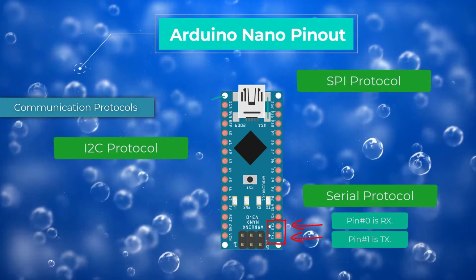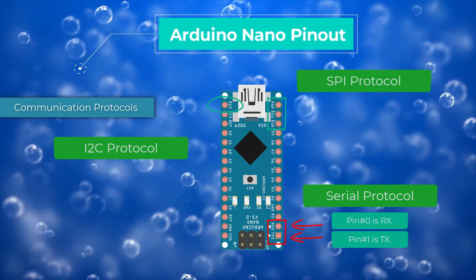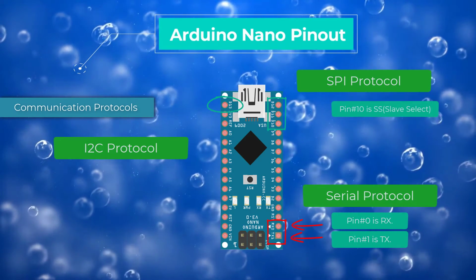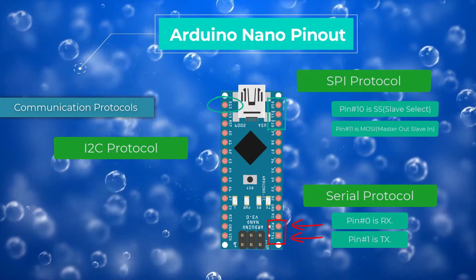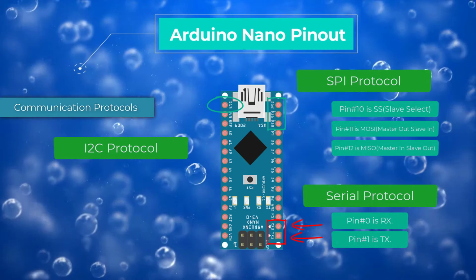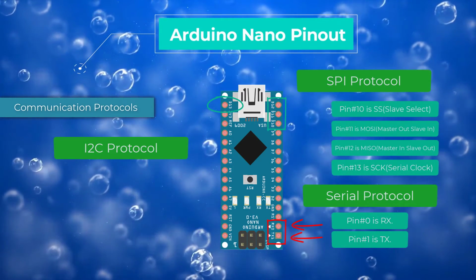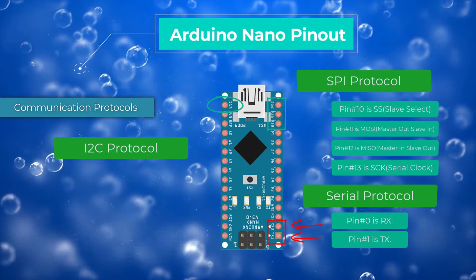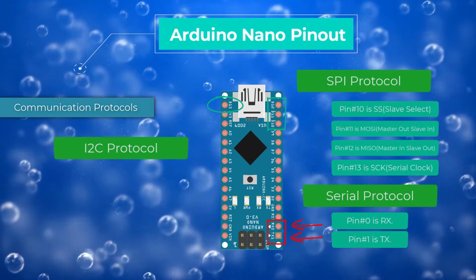SPI protocol is carried out by 4 pins, which are pin number 10, 11, 12 and 13, where pin number 10 is SS, short for slave select, pin number 11 is MOSI, short for master out slave in. Pin number 12 is MISO, short for master in slave out, and pin number 13 is SCK, short for serial clock. So, using these 4 digital pins we can perform SPI protocol in Arduino Nano.